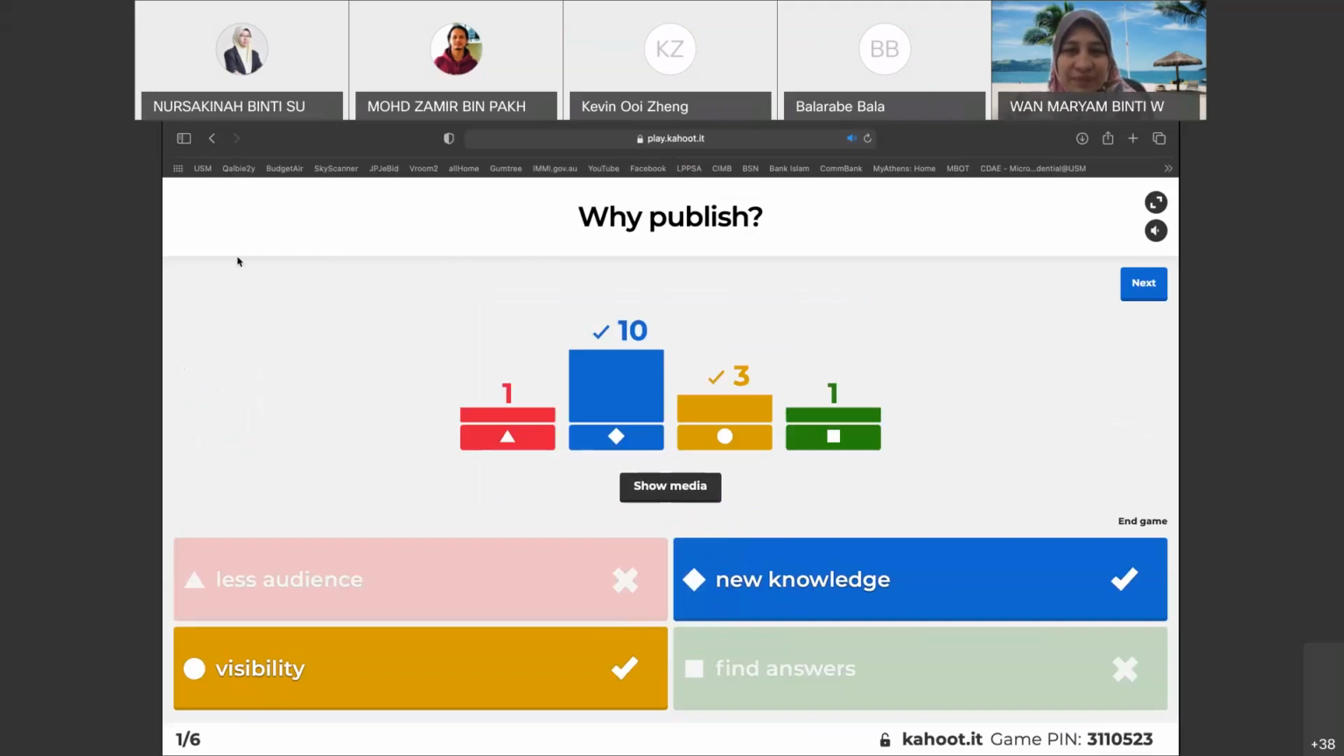Why publish? Less audience. That shouldn't be why you publish. You want to increase the audience. This is something that Dr. Zamir has covered. New knowledge. Yes, new knowledge. Visibility. Yes, you want to have visibility. Find answers. Not really. You publish because you want to show your answers, not to find them.